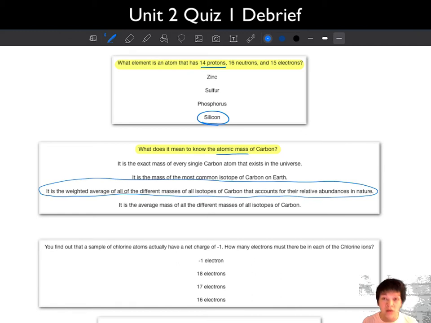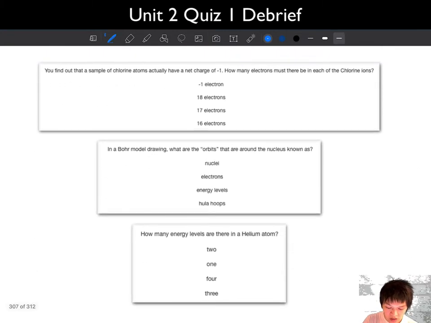Okay, it has to account for the relative abundance, because the isotope that is more abundant should contribute more to the atomic mass of that element. And then just the last one, it is the average mass of all the different masses of all isotopes of carbon. Not just the average mass, it has to account for the percent abundances, so it's the weighted average mass. Okay, it's super important.